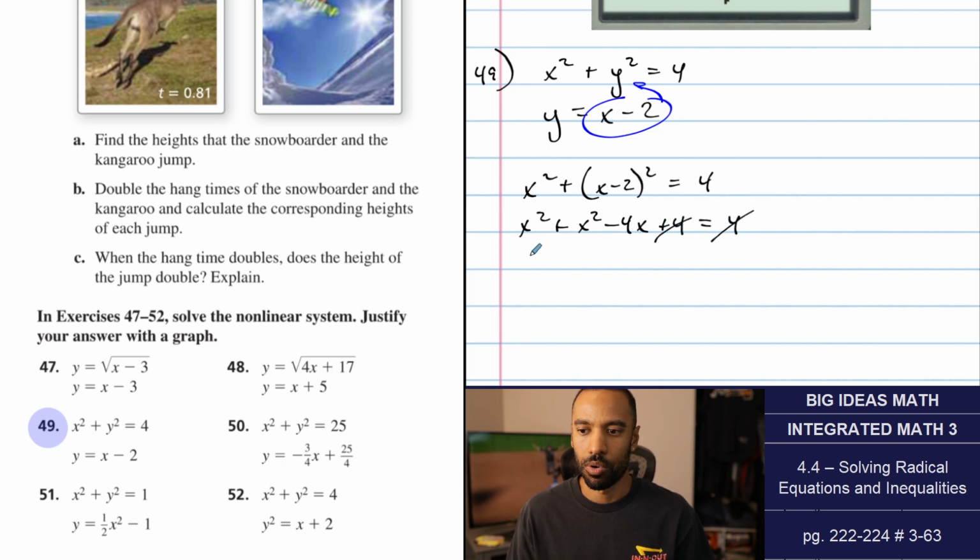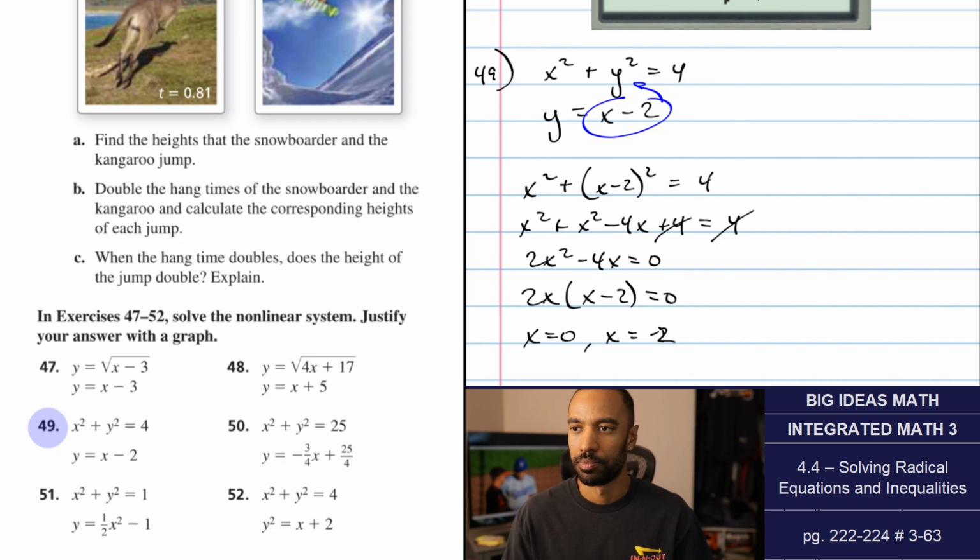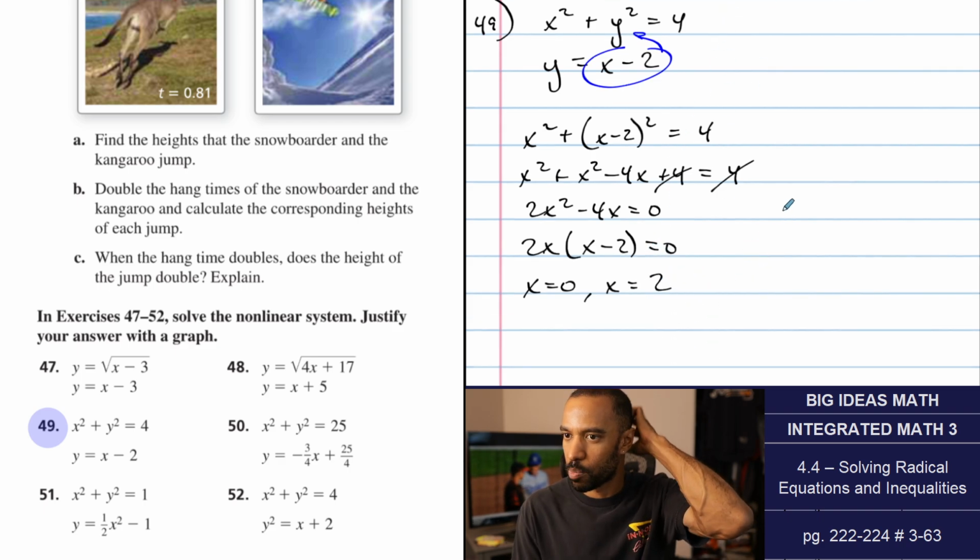Subtract 4s, those go away. Combine like terms here, you get 2x squared minus 4x equals 0. Factor 2x out, you get x minus 2 equals 0. You get answers of x equals 0 and x equals negative 2. Oh, positive 2. Duh, I already told you that 2 would be an answer. So x equals 0, x equals positive 2.